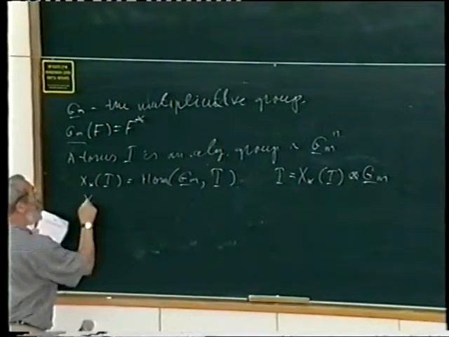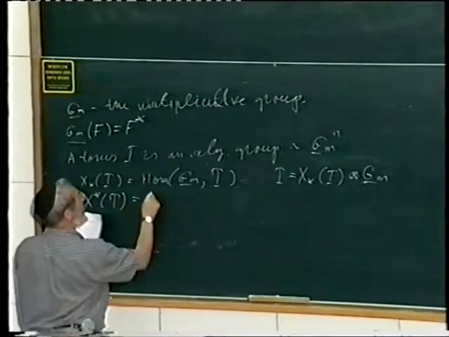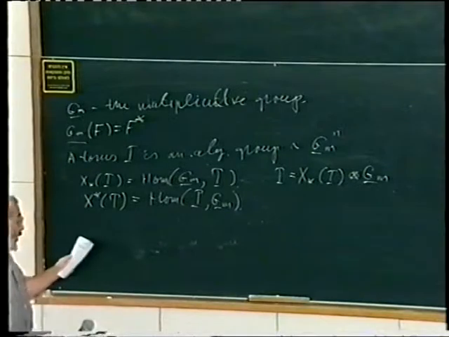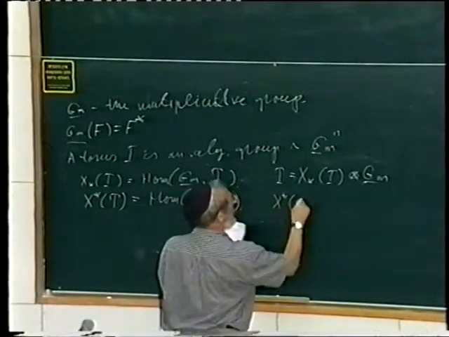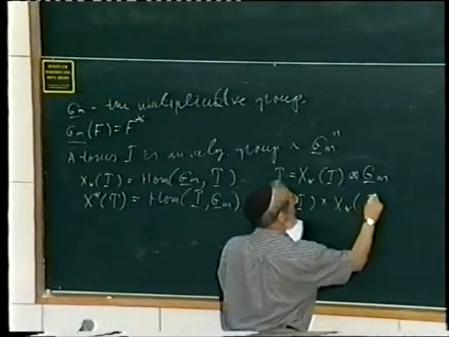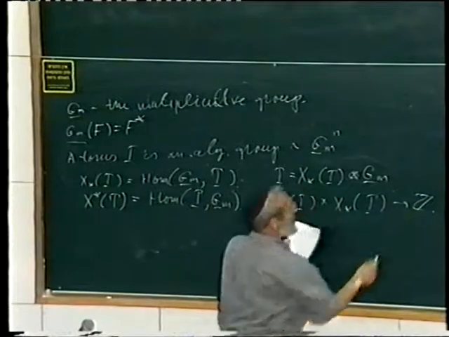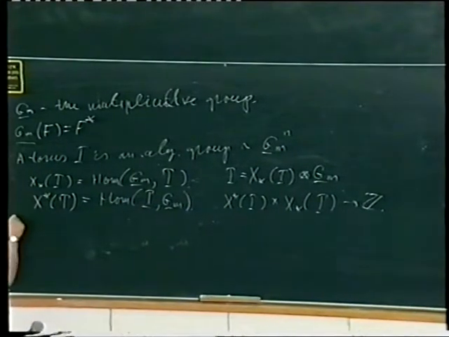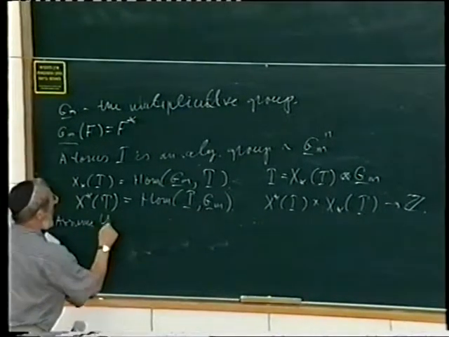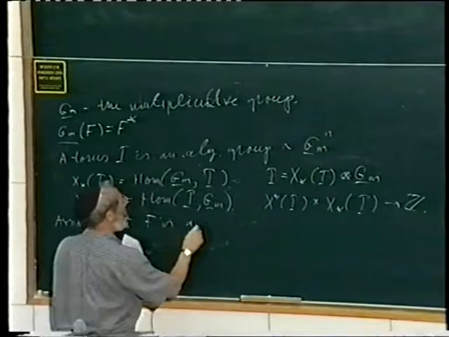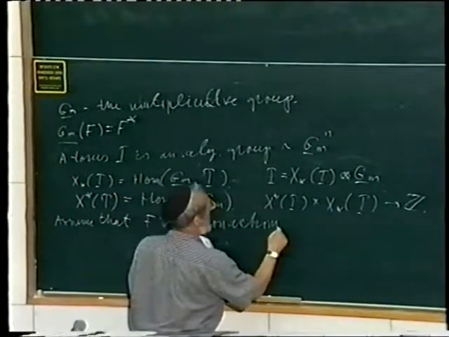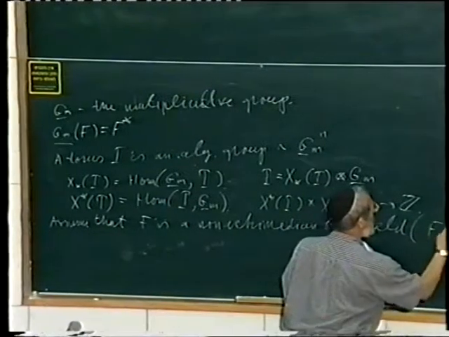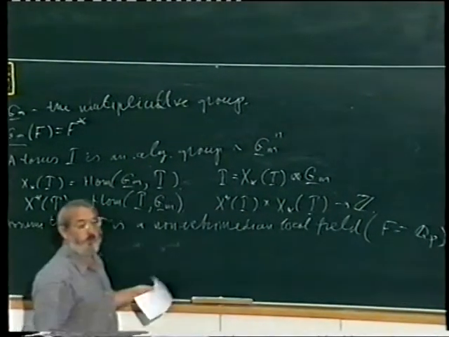You have another important group you can define, the group of characters, which by definition is Hom of T to G_m. This is the group of algebraic characters. And you have a natural perfect pairing, X star of T with X upper star of T into Z. So this is the basic structure which we have. Now let's study representations of this group. So assume that F is a non-Archimedean local field. You can assume, if you want, that it's the field of p-adic numbers, and nothing will be lost.